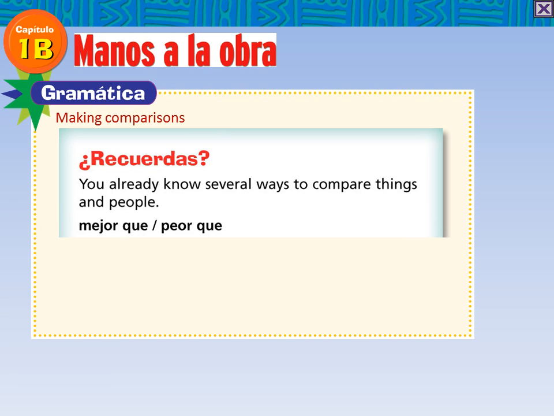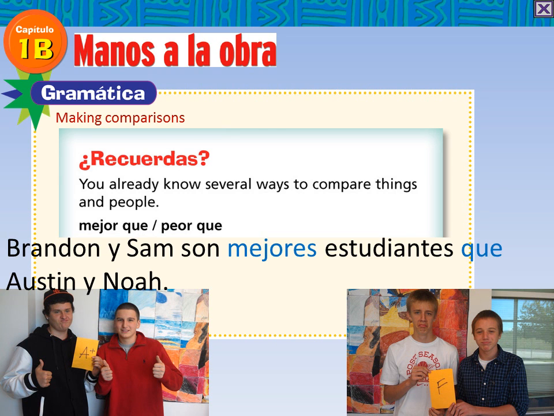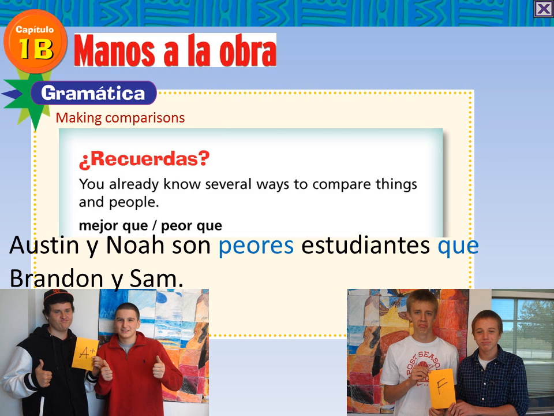Mejor que or peor que. Mejor que means better than, and peor que means worse than. Brandon y Sam son mejores estudiantes que Austin y Noah. Or you could go the other way. Austin y Noah son peores estudiantes que Brandon and Sam. Austin and Noah are worse students than Brandon and Sam.